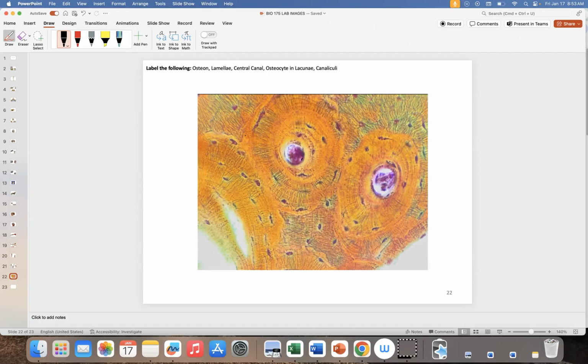In today's video, we are going to look at the histology of osseous tissue, also known as bone tissue. When we're looking at compact bone underneath the microscope, we're going to be looking for structures known as osteons, because those are going to be the functional units of compact bone.